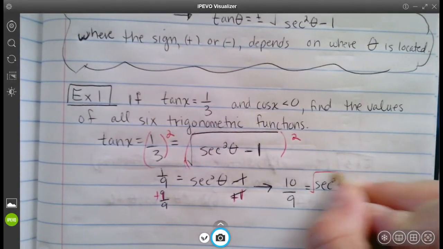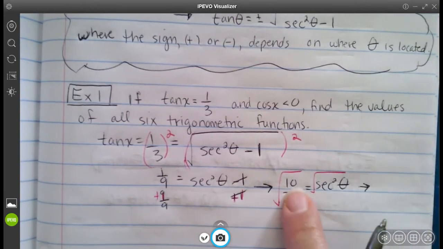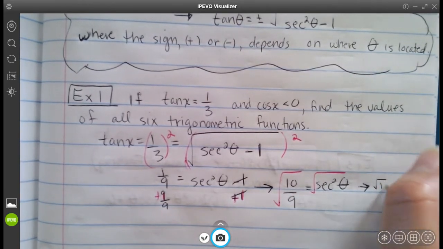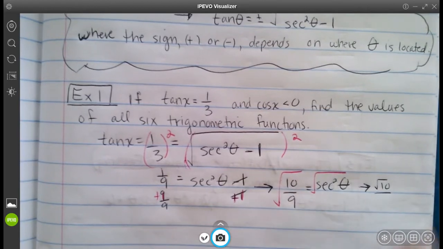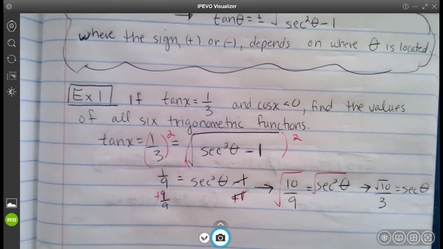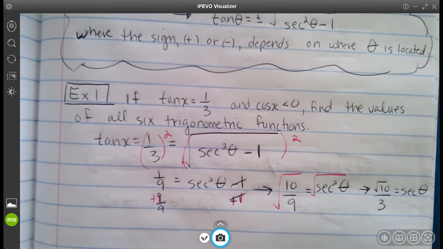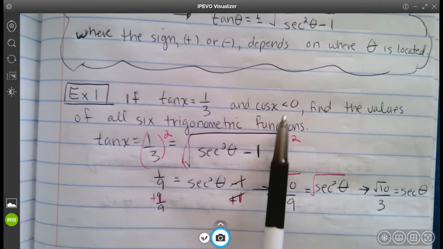Then we would take the square root, because we want secant by itself. The square root of 10 is just the square root of 10; you really can't do anything with that. The square root of 9 is 3, and this would give us secant of theta. The only thing we would need to check at this point is the sign, because remember, this is plus or minus, depending on where theta is located.